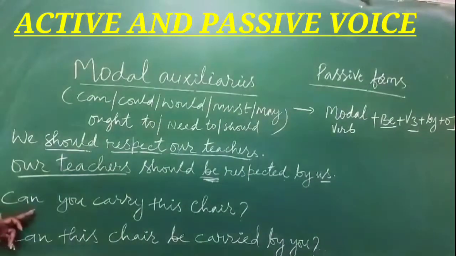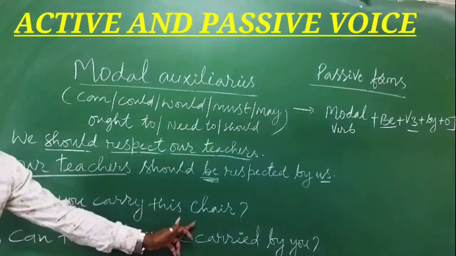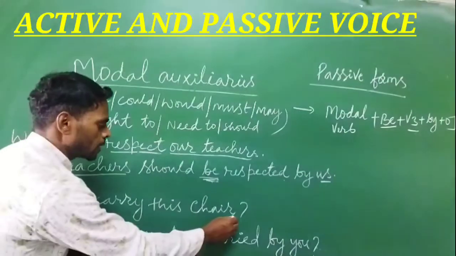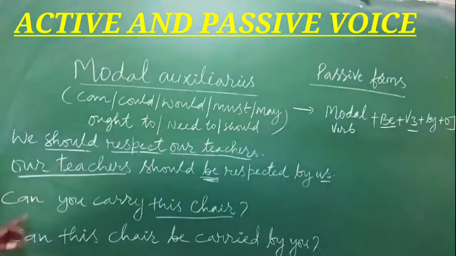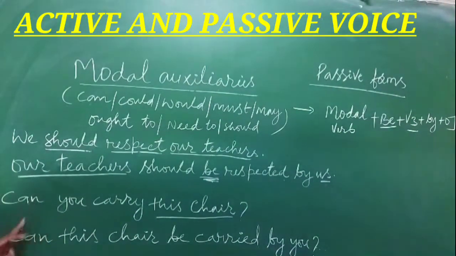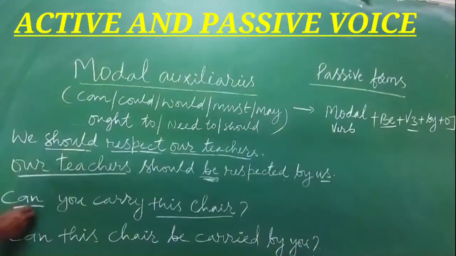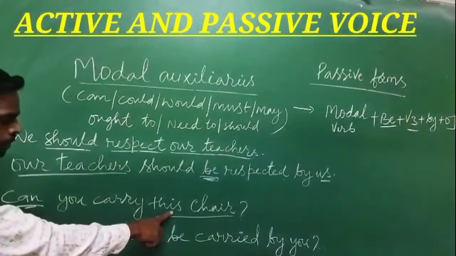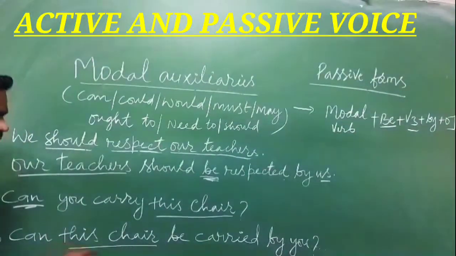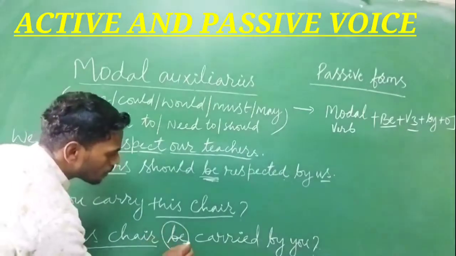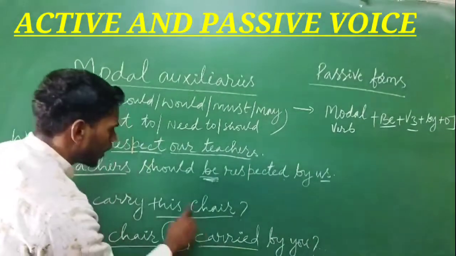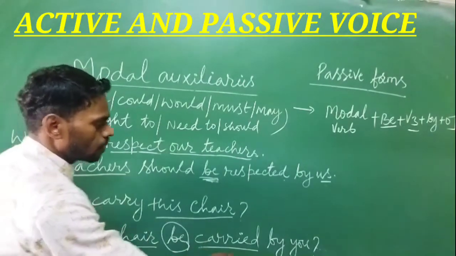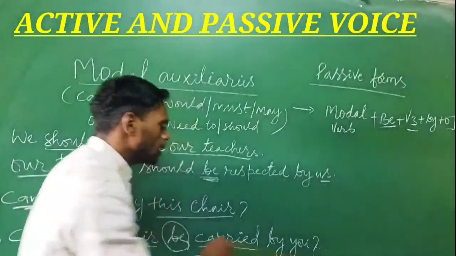Next example, can you carry this chair? This is a question sentence. So again you have to find out the object. The object is this chair. And in a question sentence you have to begin with the question word only. Here can is the modal auxiliary. So we write the same thing here. You have to bring this object in the place of the subject, then write be. Then carry, the first form of the verb, has to be the third form of the verb: carried by you, and at the end a question mark.